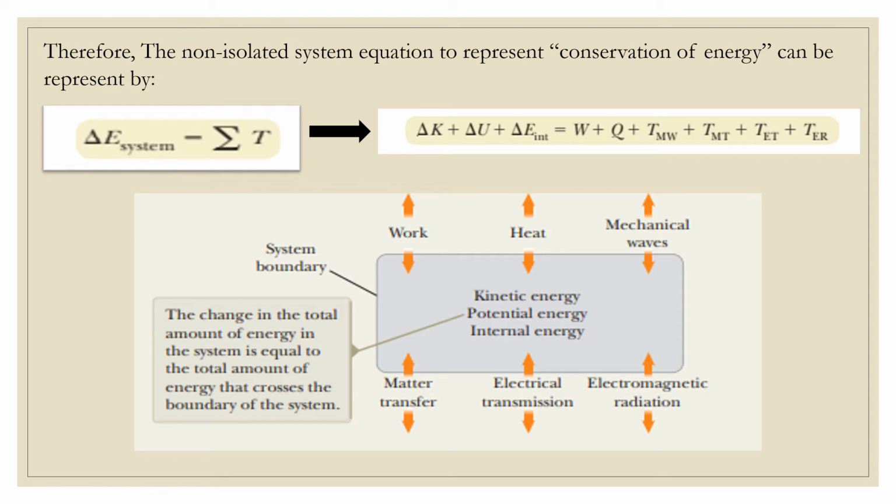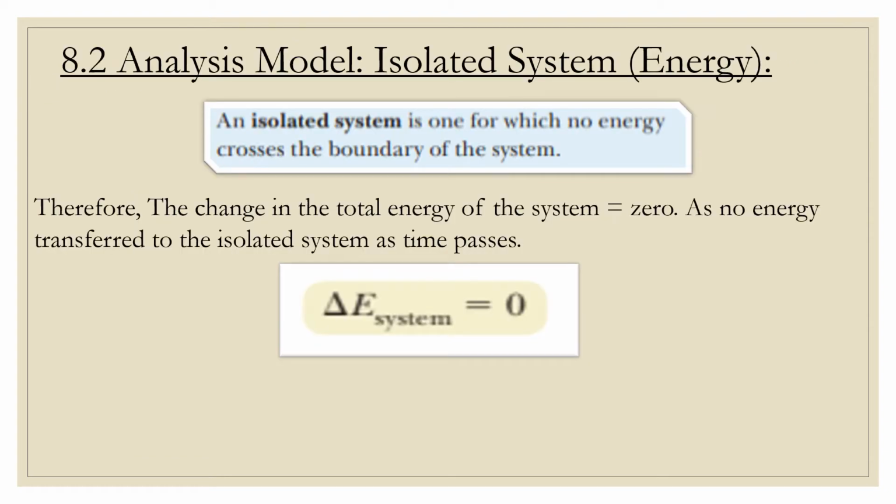What about the next slide? Okay, here in the next slide, I'm talking about the isolated system. Typically, an isolated system is the inverse of the non-isolated system, as an isolated system does not interact with the environment. An isolated system is one from which no energy crosses the boundary of the system, therefore the change in the total energy of the system equals zero, as no energy is transferred to the isolated system as time passes.